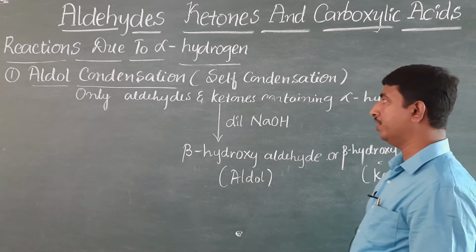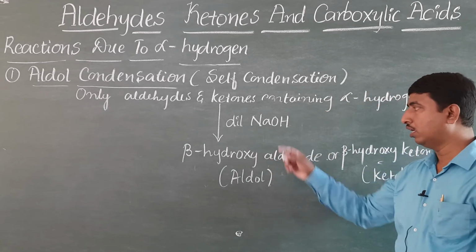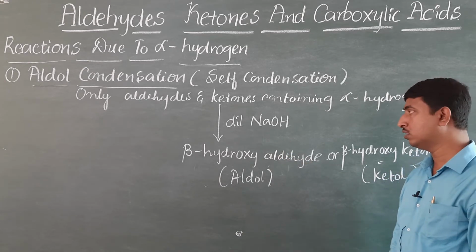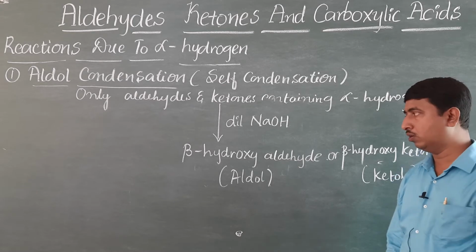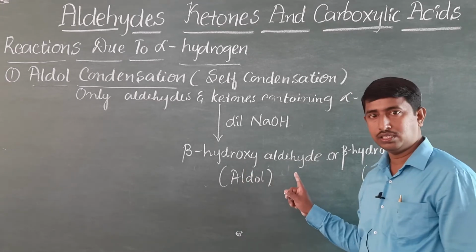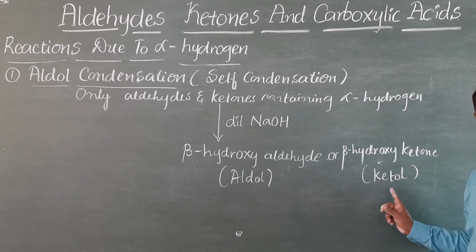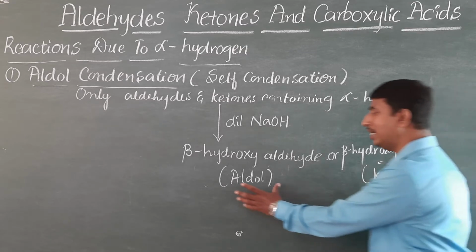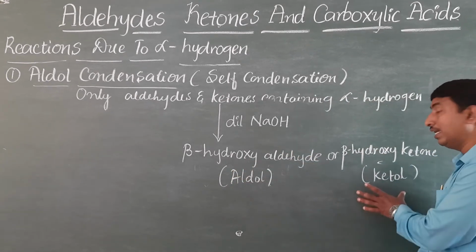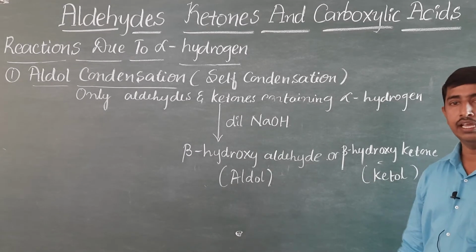So aldehydes or ketones containing alpha hydrogen, when heated in the presence of dilute sodium hydroxide as the catalyst, reaction occurs forming what? Forming beta hydroxyaldehyde. It is named as aldol, or beta hydroxy ketone named as what? Ketol. So aldol is the product obtained when aldehyde reacts with dilute NaOH. Ketol is the product formed when ketone reacts with dilute NaOH.